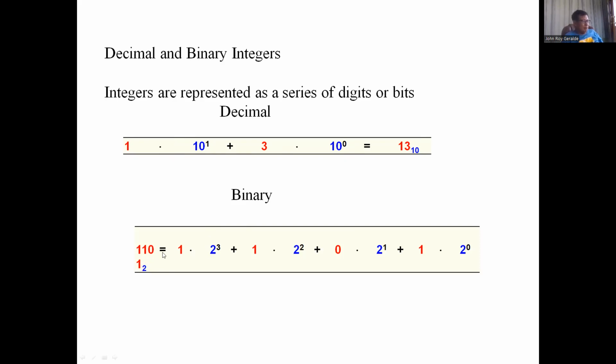It's 1 times 2 to the third, because 2 to the 0, 2 to the 1, 2 to the 2... it's 1, 1, 0, 1 actually, no? I'm sorry. 1 times 2 to the third plus 1 times 2 squared plus 0 times 2 to the 1, that's 0, plus 1 times 2 to the 0, which is 1, okay?